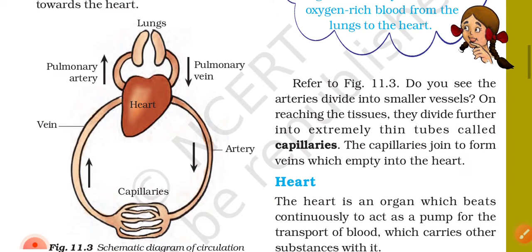Refer to figure 11.3. Do you see the artery divided into smaller vessels? On reaching the tissues, they divide further into extremely thin tubes called capillaries. The capillaries join to form veins which empty into the heart.